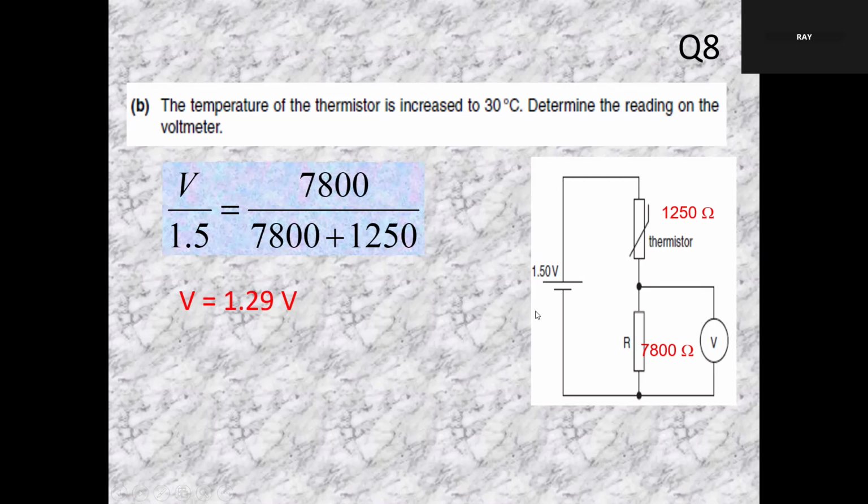Or, what's the other way? Say again, what's the other method? Our method is just to calculate the current through both of them. Then calculate the PD. How do you calculate the current? It's the same thing, the current through the circuit. If you don't want to memorize the formula, find the current through the circuit.